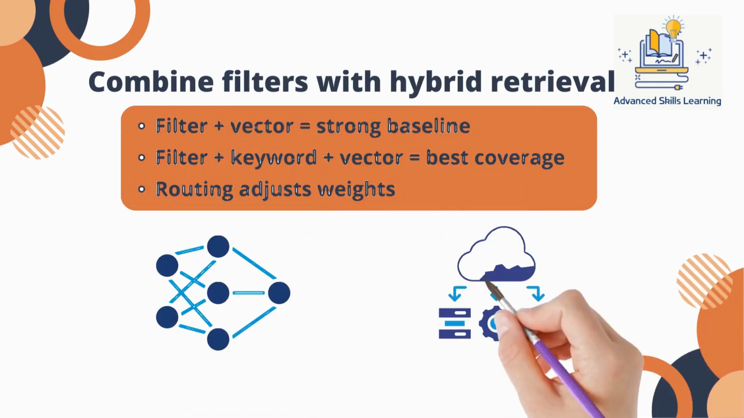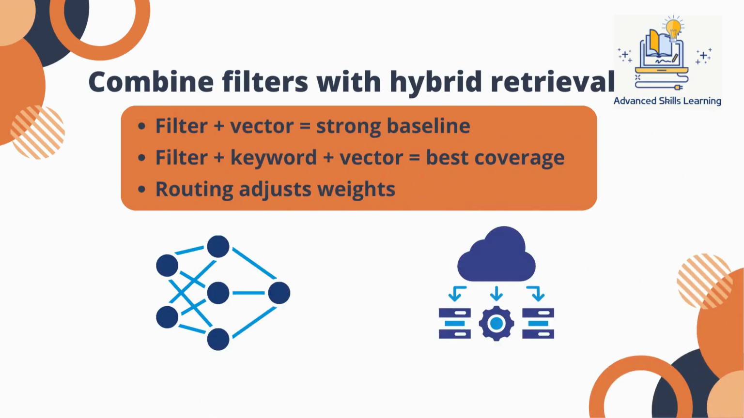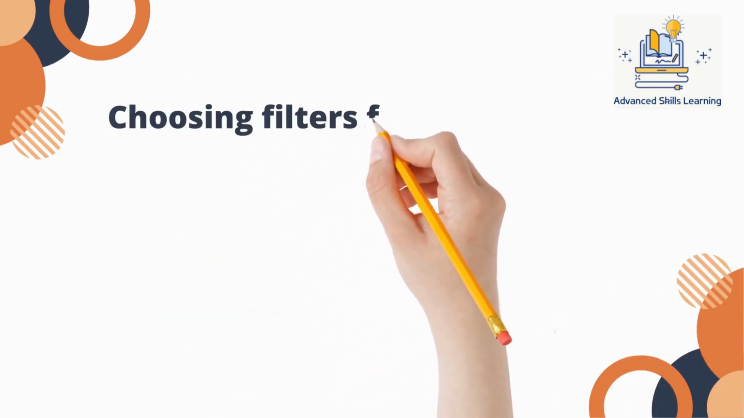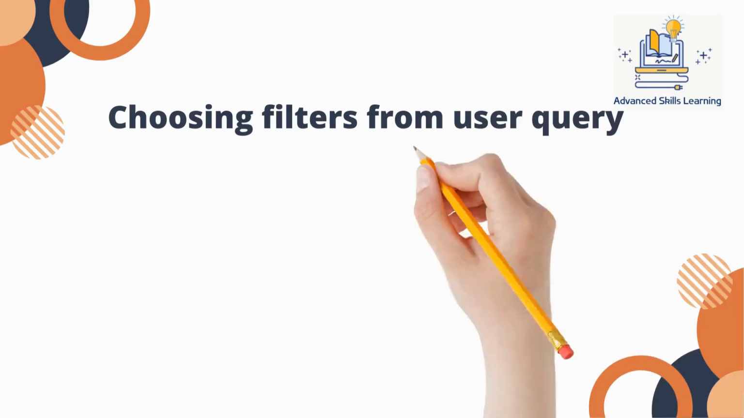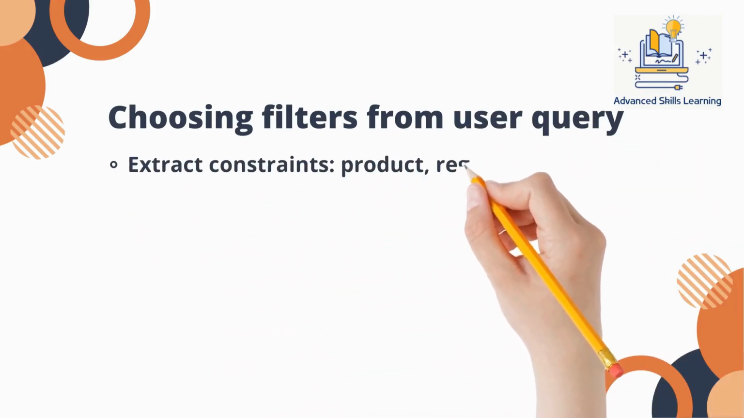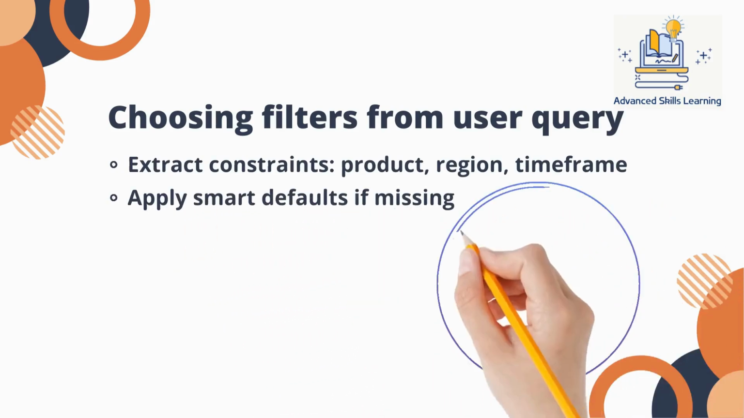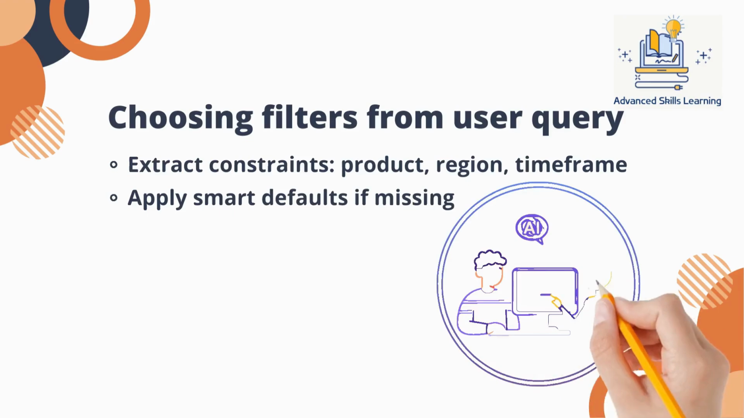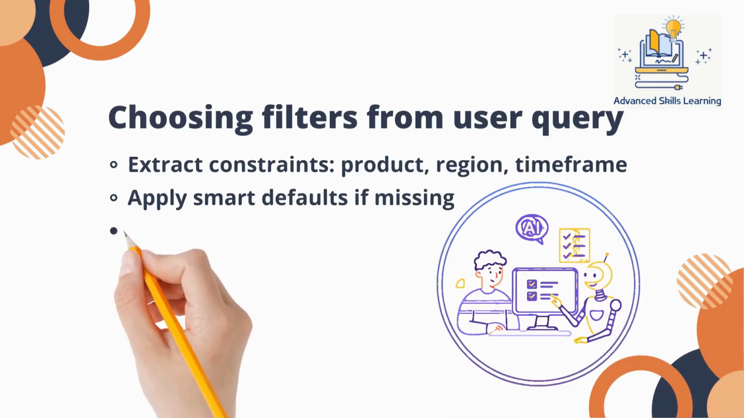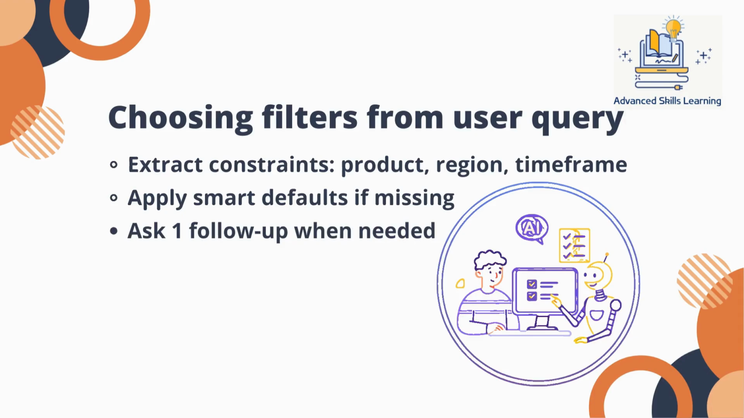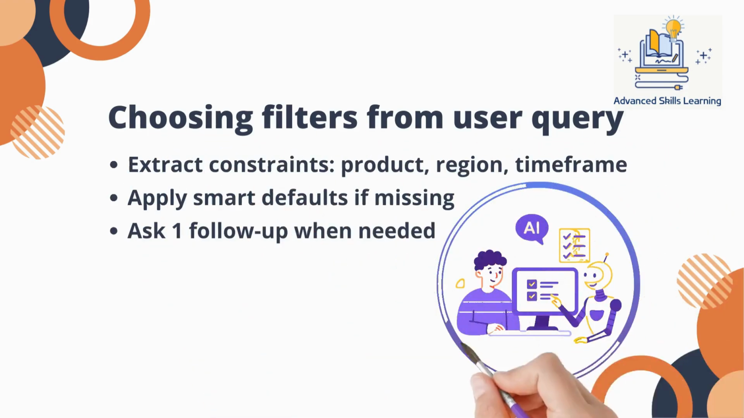How do you choose filters from the user query? Extract constraints from the question: product, region, timeframe, environment, document type, or source. If the user doesn't specify anything, apply safe defaults, like prioritizing authoritative doc types and recent content. And when the question is ambiguous, ask one targeted follow-up that unlocks retrieval, instead of guessing.